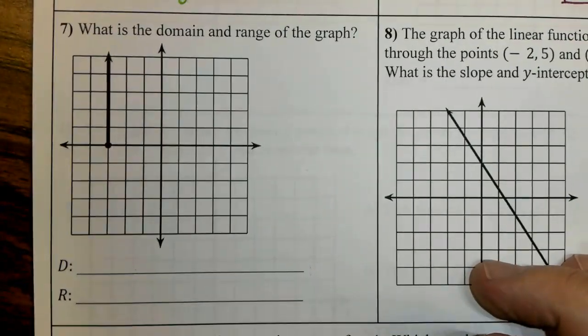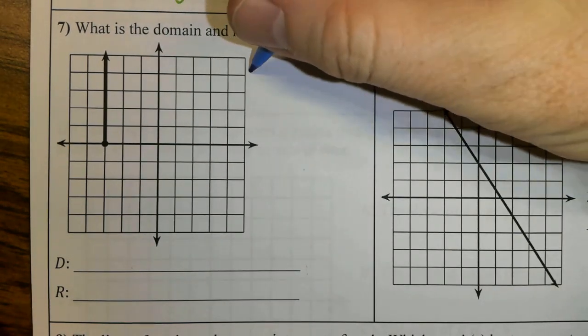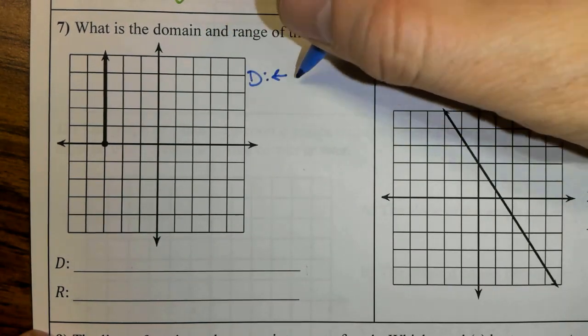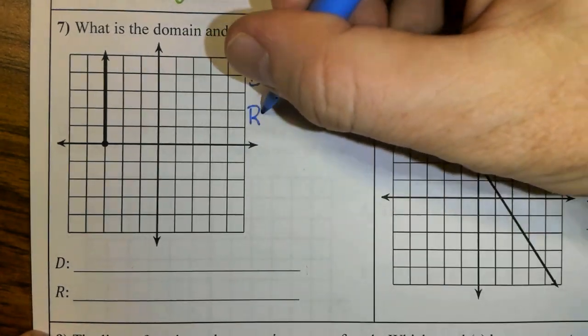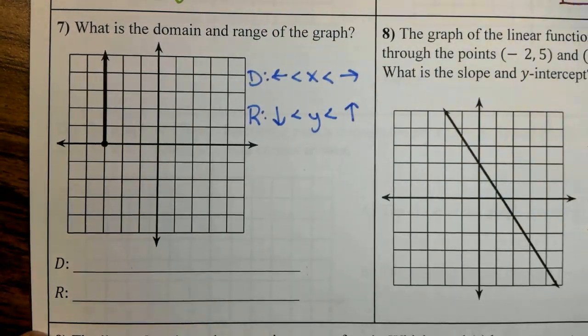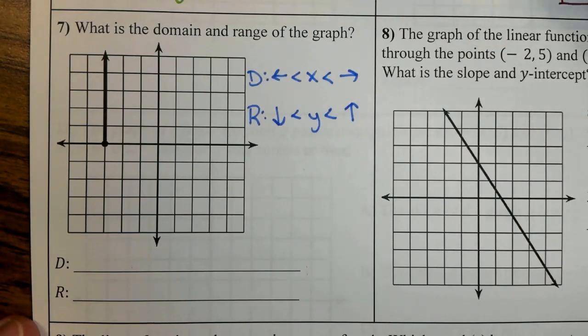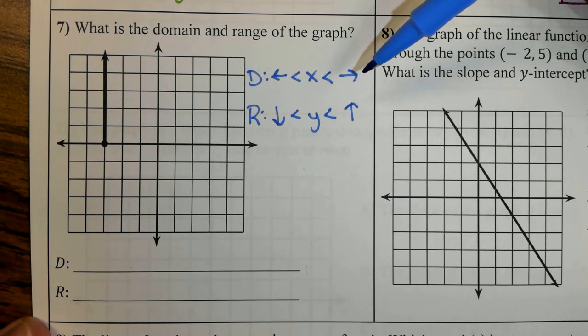All right, number 7. What is the domain and range? So I need both of the graph. Okay, so we know domain is left less than x less than right. Range is bottom less than y less than top. Okay? So again, I want to look for arrows first, because any arrow that matches is infinity.